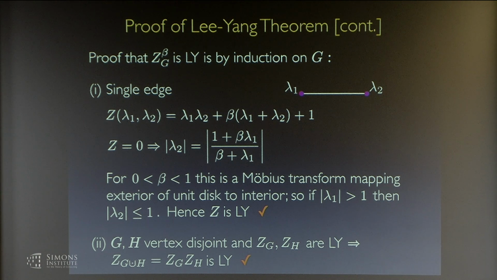And now for the partition function to have a 0, it must be the case that, just solving the equation, lambda 2 has to be equal to this ratio here. So this thing is a Möbius transform that maps the exterior of the unit disk to the interior. So if lambda 1 is outside the unit circle, then lambda 2 has to be inside the unit circle. And therefore, if they're both outside, we cannot have a 0.